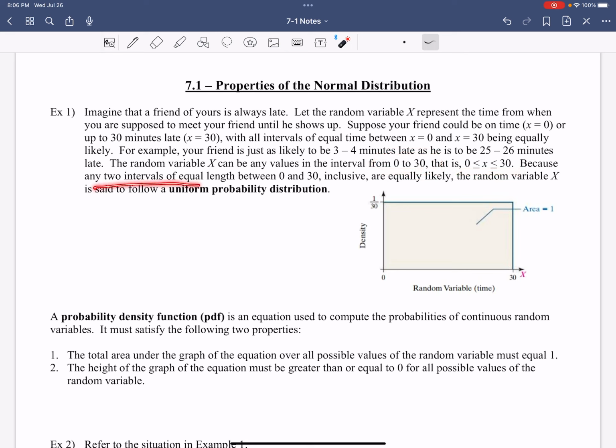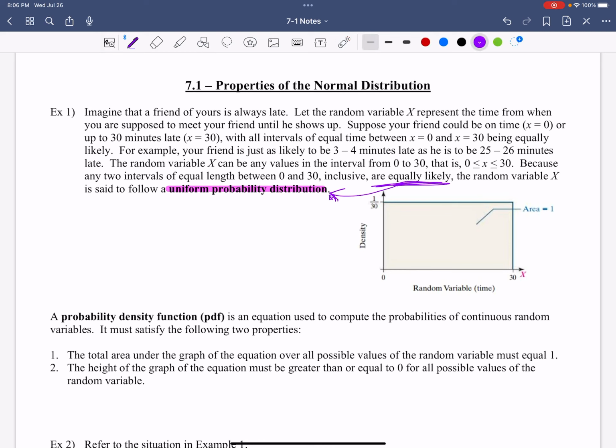Because any two intervals between 0 and 30 inclusive are equally likely, this is said to be a uniform probability distribution. So if it's uniform, if everything is equally likely, there is no difference with any of this. It is all equally likely, that's what makes this uniform. And notice it looks like a box.